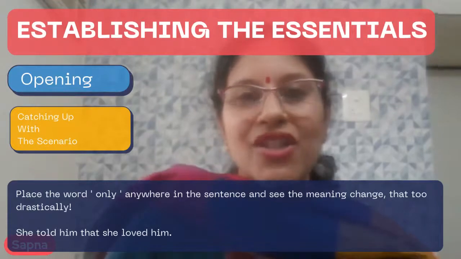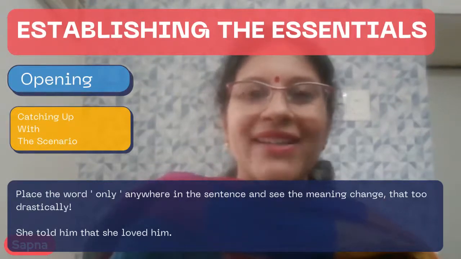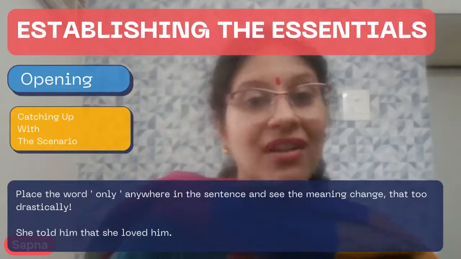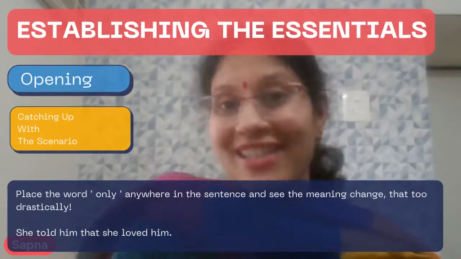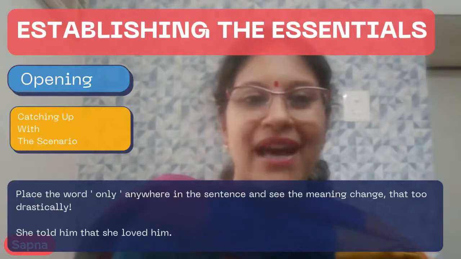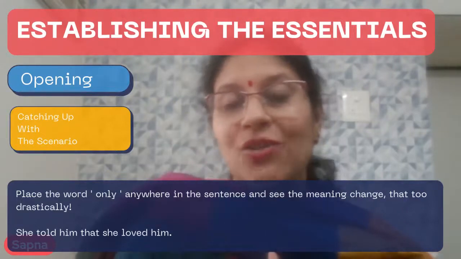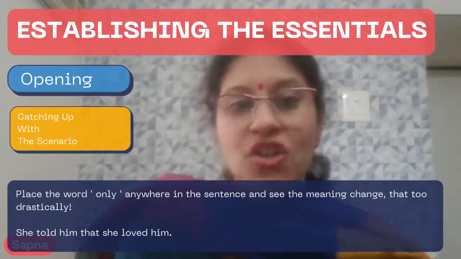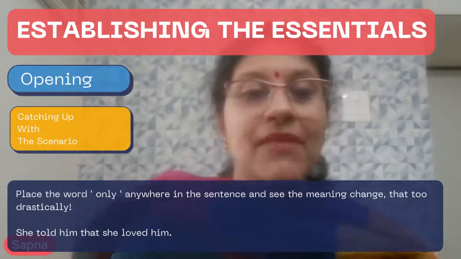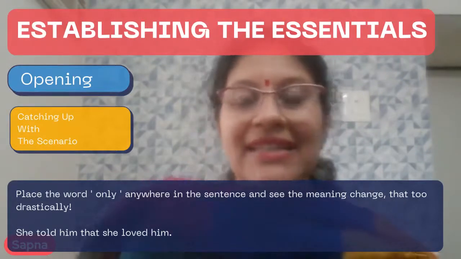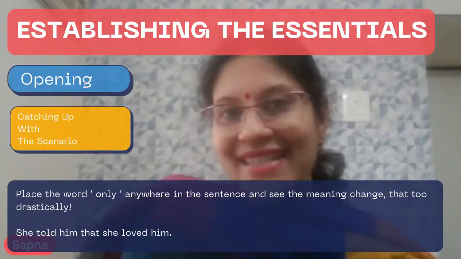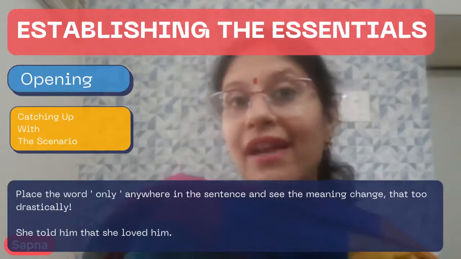Okay, so we are going to catch up with the scenario. When I told you that making a simple sentence also can be a struggle for some people, it is because of this. See here the example that we have. The narrator could be talking to his audience about this particular rule in the English language. Place the word only anywhere in the sentence and see the meaning change. That too drastically. The sentence is, she told him that she loved him.